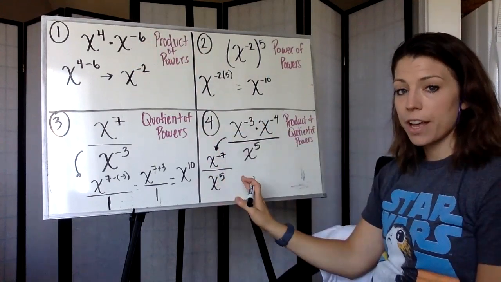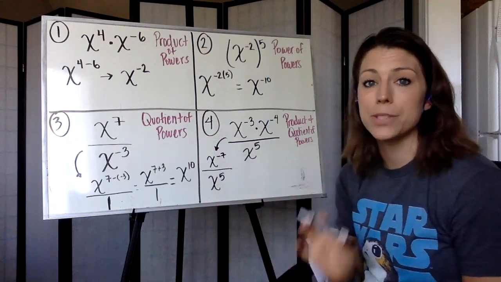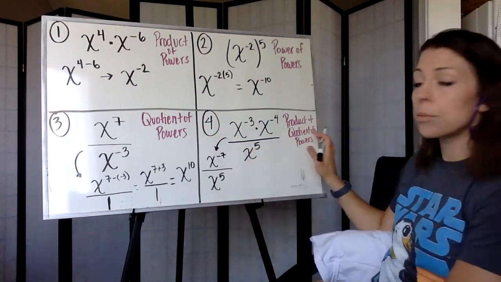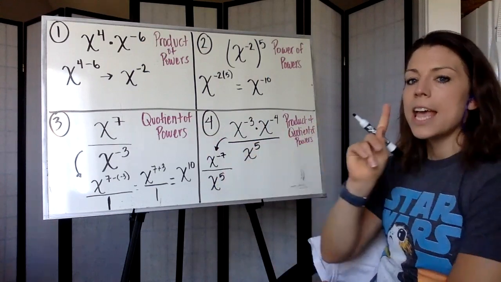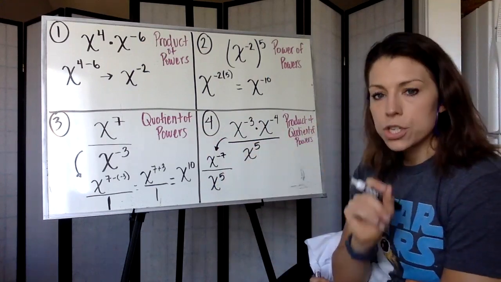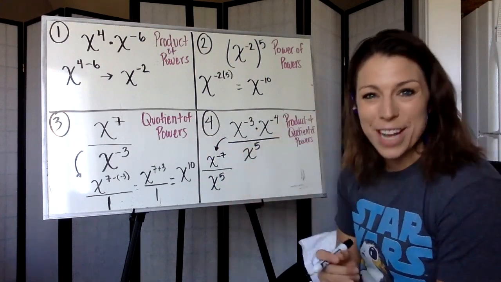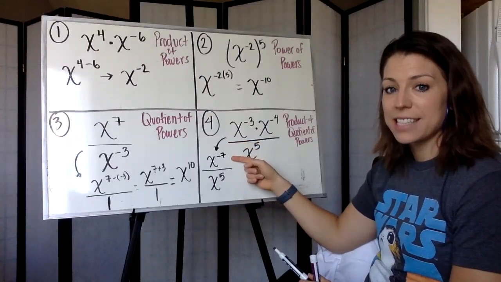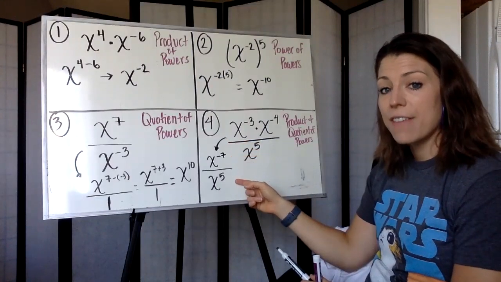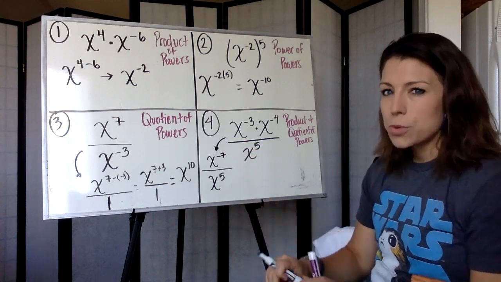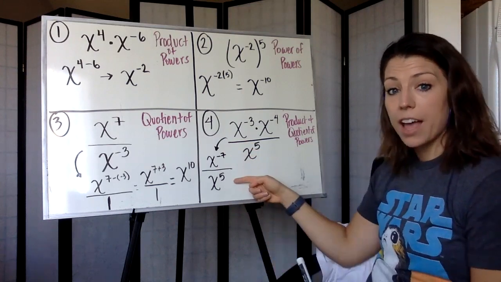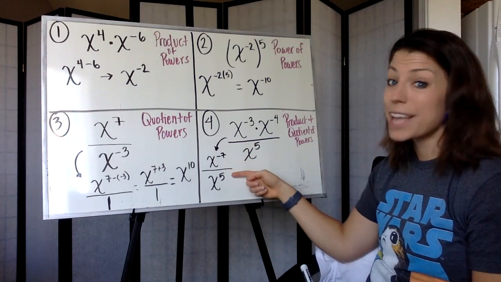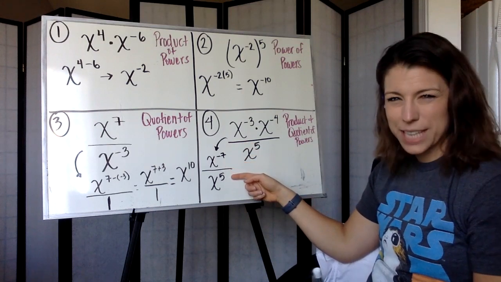Is this fully simplified? No, because remember, simplify means a single power. This has two different powers in it. So now we're going to apply the quotient property. Which does the numerator or denominator have more x's? We have negative 7 x's in the numerator and 5 x's in the denominator. Which one is the greater number, 5 or negative 7? I feel like 5 is the greater number. Wouldn't you say?